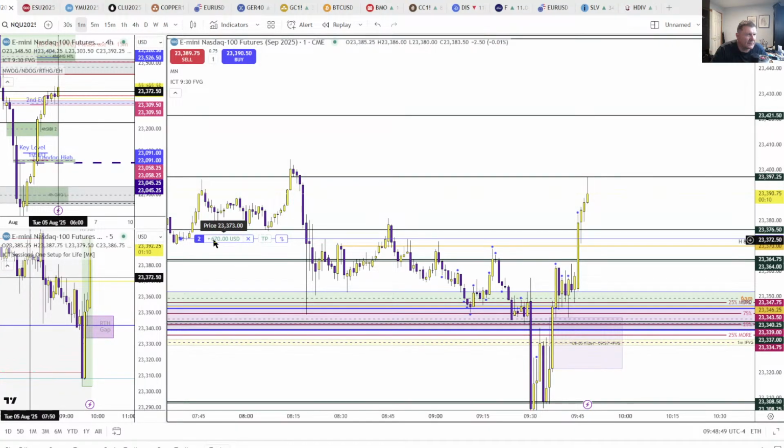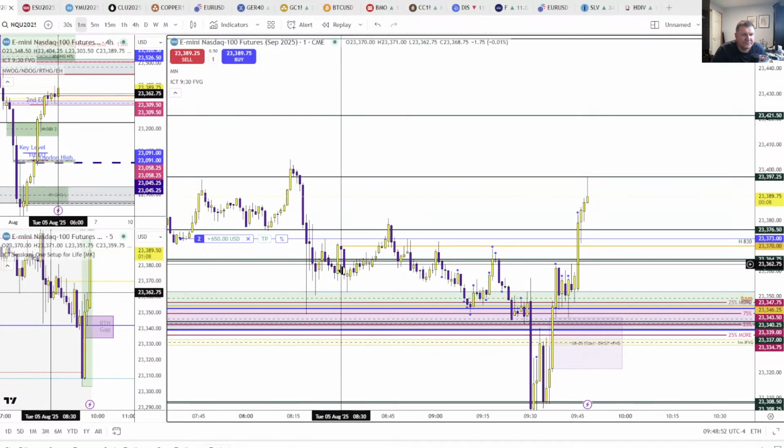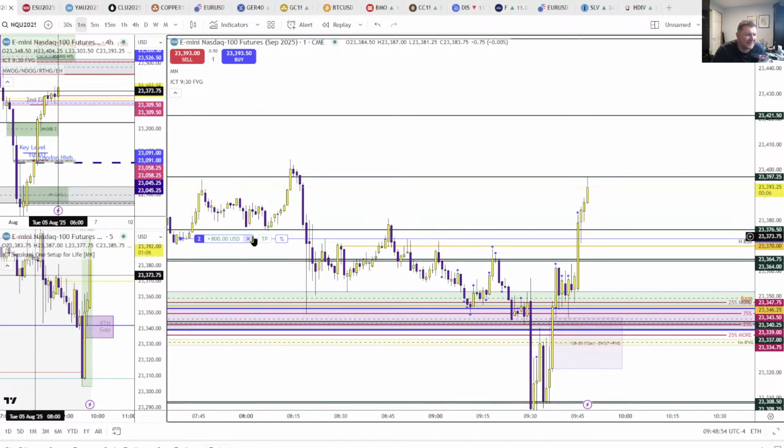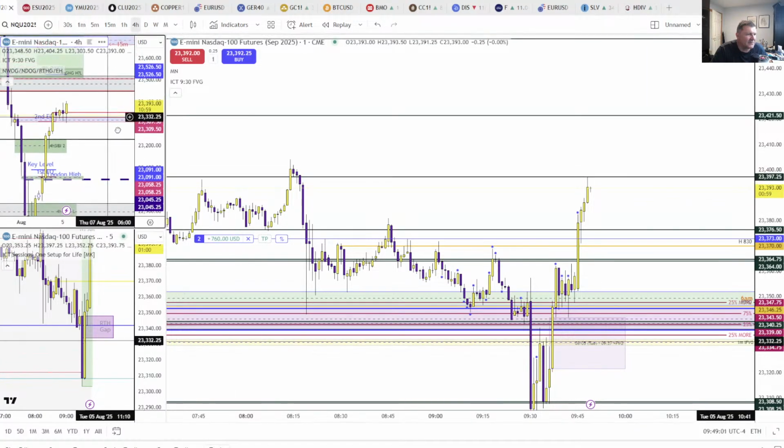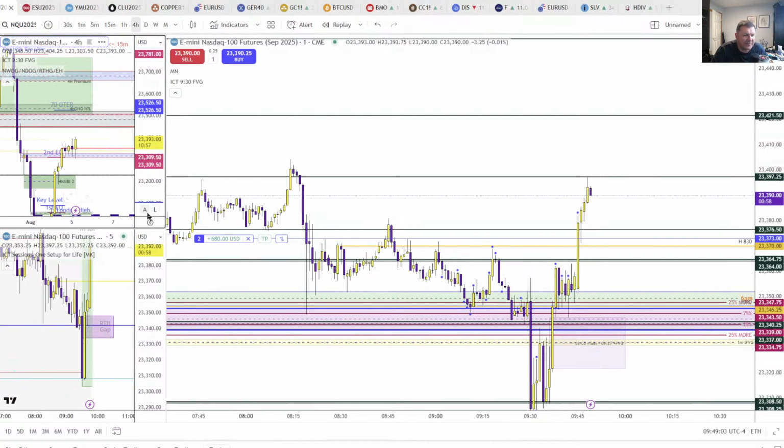Stop loss is over here somewhere. I can't get my stop loss out of there. It's literally sitting right on the top of that. We're going to let this run now. Let's see if we can get back up in that premium box.